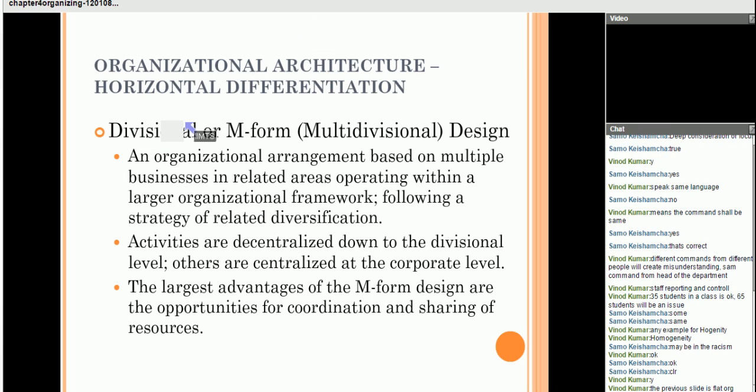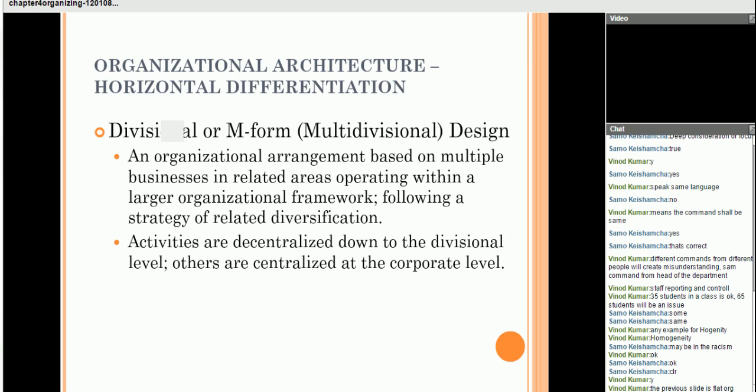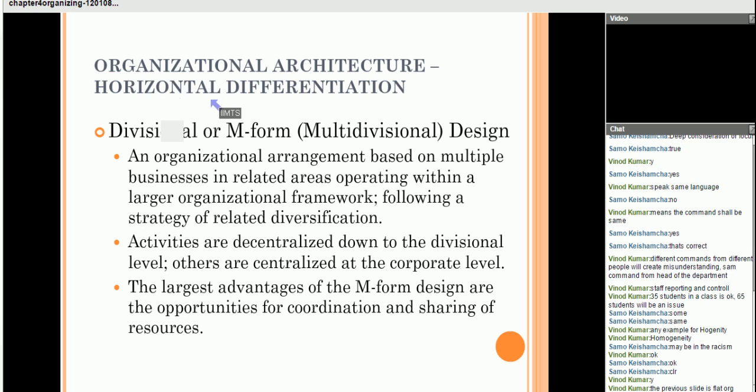So, yes, Vinod, it was on flat type of organization. We can say that.